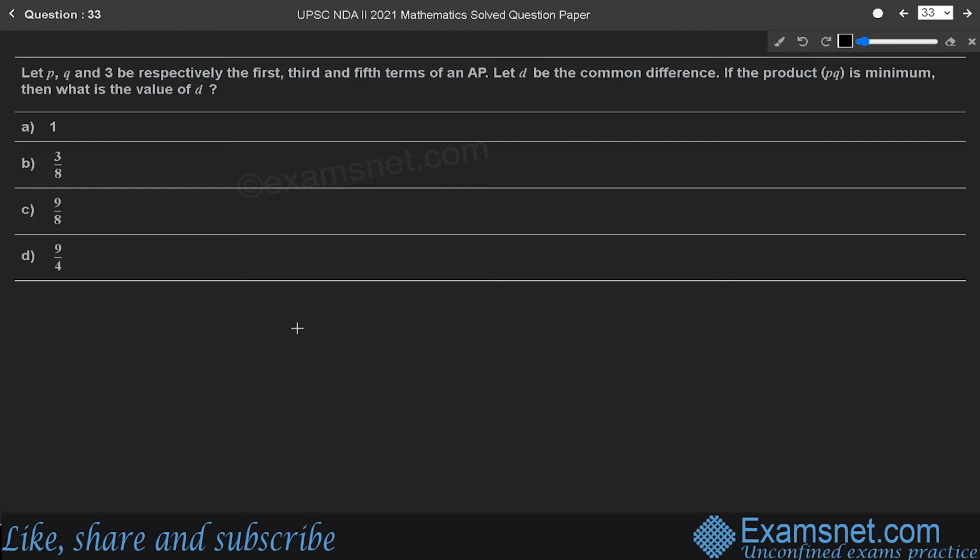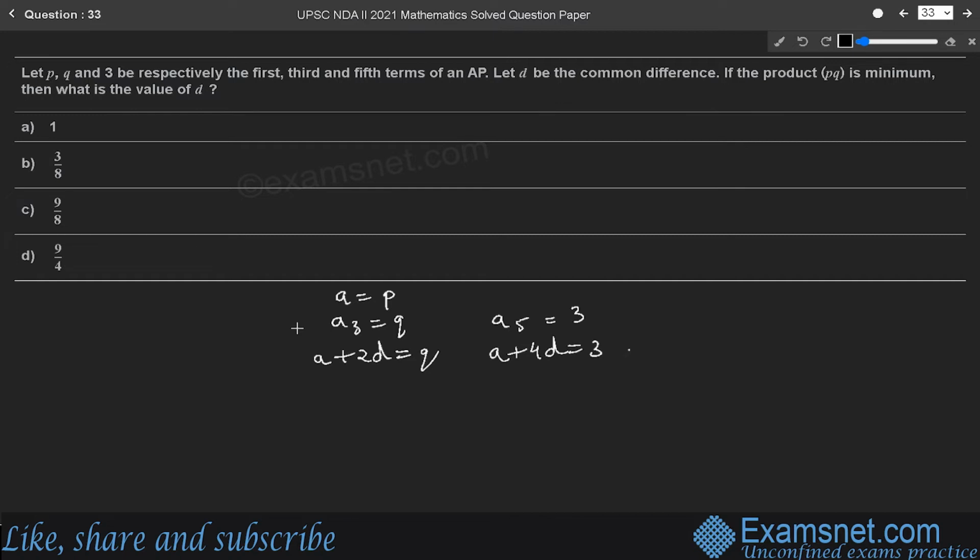Next question is, let P, Q and 3 be respectively the first, third and fifth terms of an AP. Let D be the common difference. If the product PQ is minimum, then what is the value of D? It is given that first term of AP is P. It means that a is equal to P because a denotes the first term. Third term is Q. It means that a3 is equal to Q. It can also be written as a plus 2D is equal to Q. And the fifth term is 3, so it can be written as a plus 4D is equal to 3. These are the given things in the question.